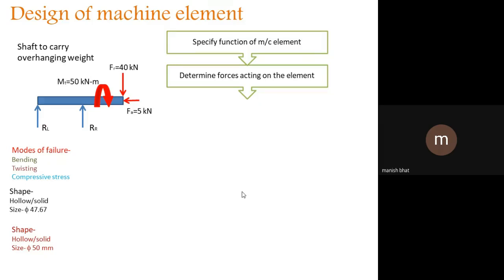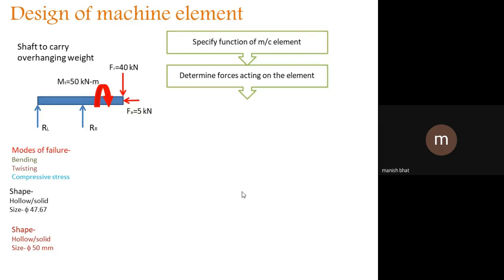So 2 forces are directly seen in this diagram. One is the radial force, 40 kilonewton. Another is the axial force, 5 kilonewton. And the third one is the tangential force. Is it seen? Whether the tangential force is seen in the diagram? No, it is not seen.